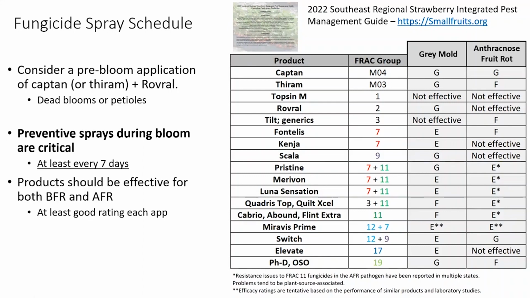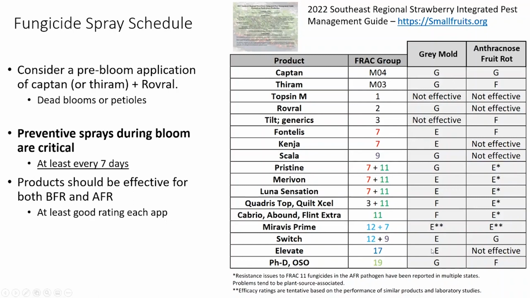You want to make sure your applications are effective for both botrytis fruit rot and anthracnose fruit rot. That's what I have BFR and AFR there. But gray mold and anthracnose, I would say you want at least a good on each. And so if you put out something like just Captan, it's good on both. You can put out Captan by itself, but I would say you always want to add something in that. Usually that's why we say Captan plus maybe Elevate. There it is down at the bottom.